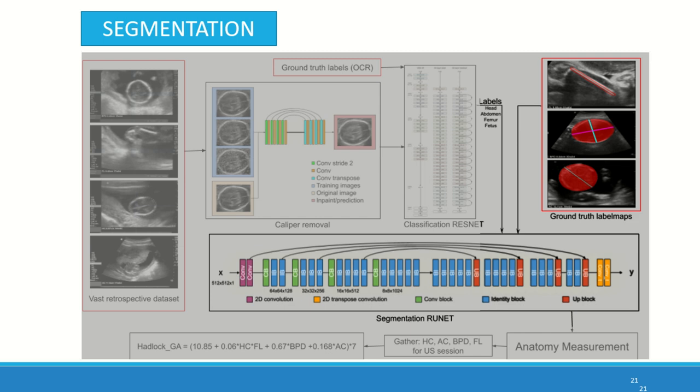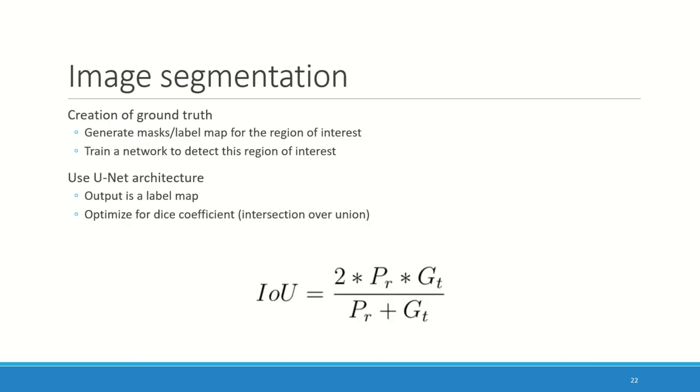Now once we have classified all of our images, we can proceed to segmentation and measurement of the structures of interest. Here we will talk about how we generate our ground truth. We generate label maps using the position of the calipers, and we train a neural network to detect and output a label map of this region. Again, for this task we use a U-Net, but we're instead trying to optimize for the intersection over union metric.